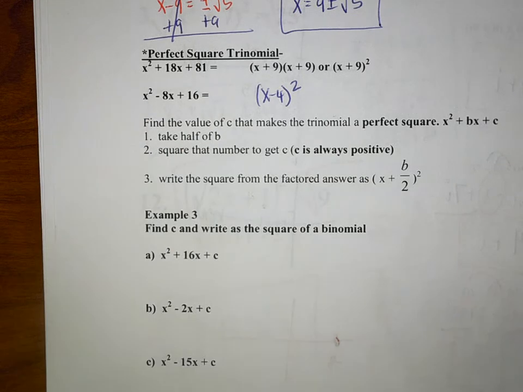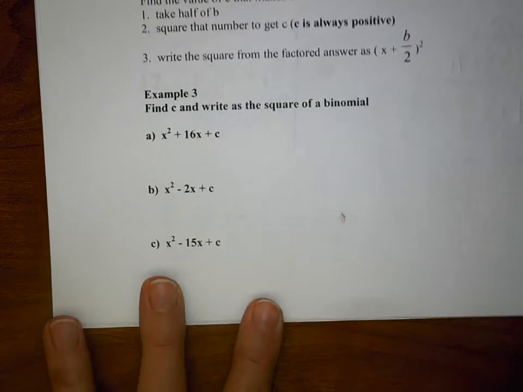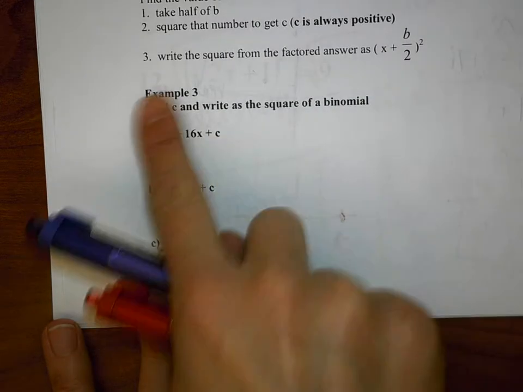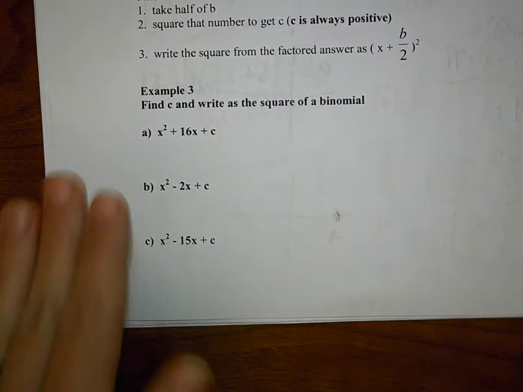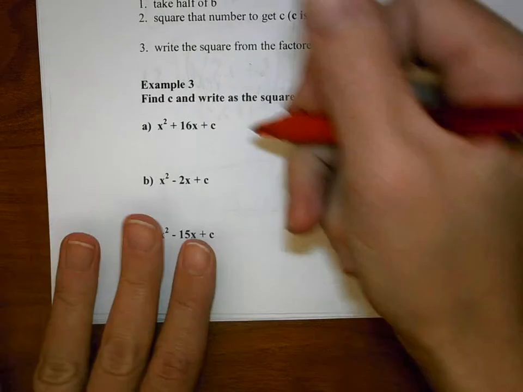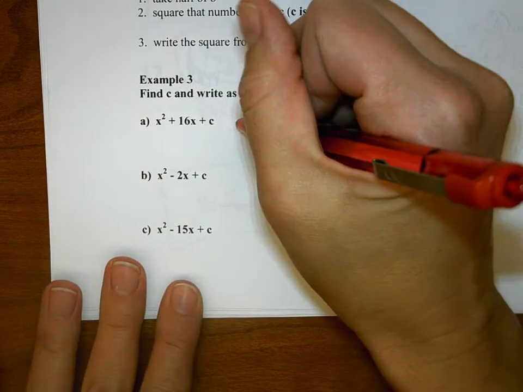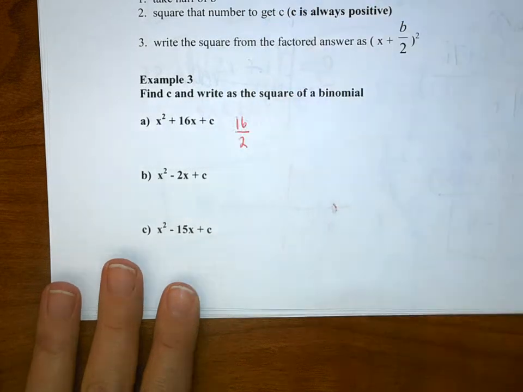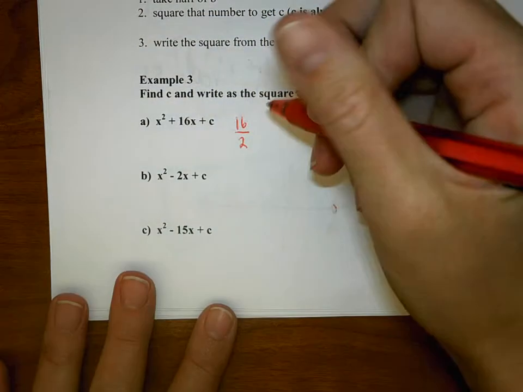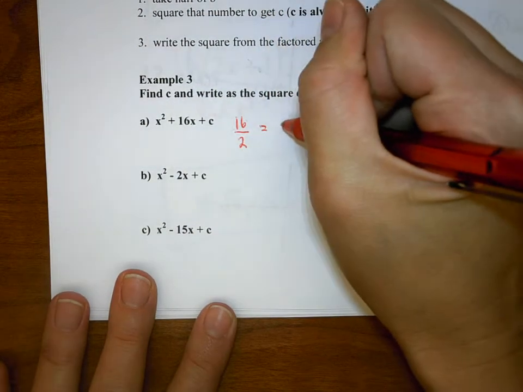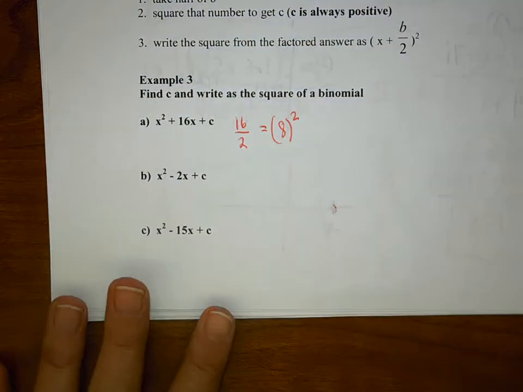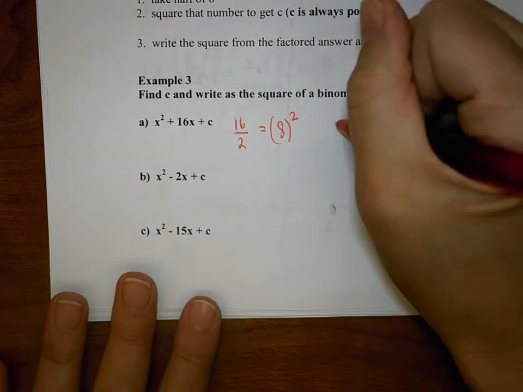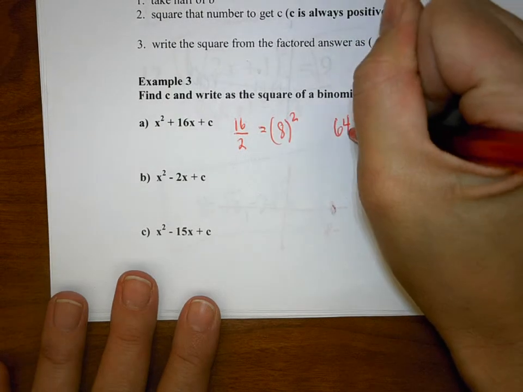Okay, so on the next part of your homework, what they want you to do is write this as a perfect square and tell them what value you would want c to be. So on A, you take your 16 and we divide it by 2, which is what? 8. And then you square it to get what you want your c value to be. And what is 8 squared? 64. So my c value is 64.